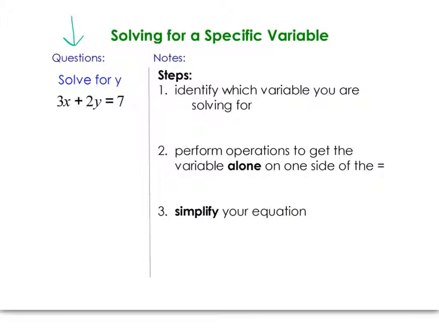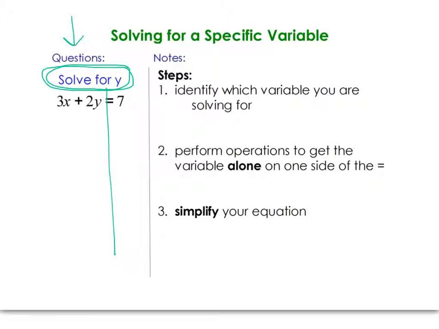If you look at my equation, I have 3x and 2y equals 7. Well, I have two different variables. I have an x and I have a y. But my problem says solve for y. Make sure you look at which one you're solving for. I'm solving for y.